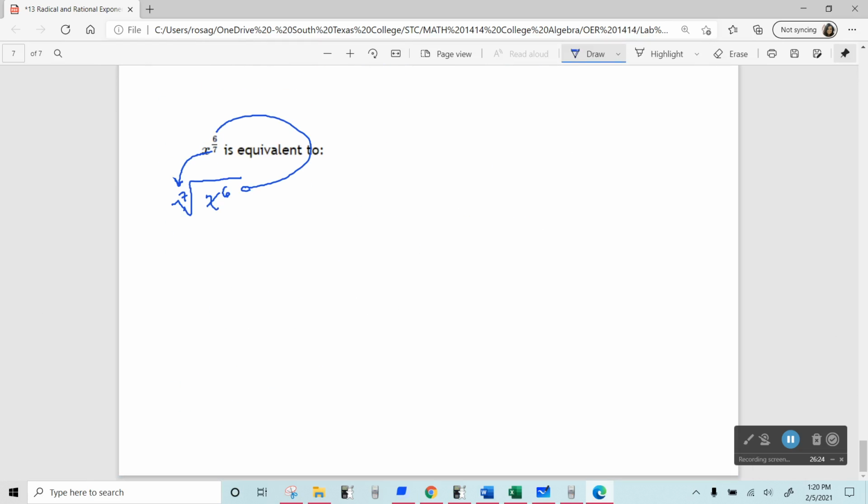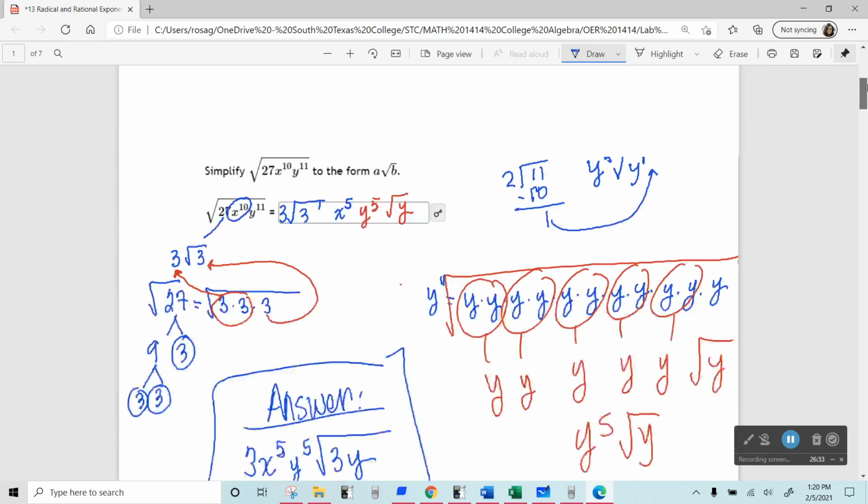rational exponents, how to write radicals as fractions and fractions as radicals. So I hope this helps when you're working on the lab. If you have any questions, please let me know.